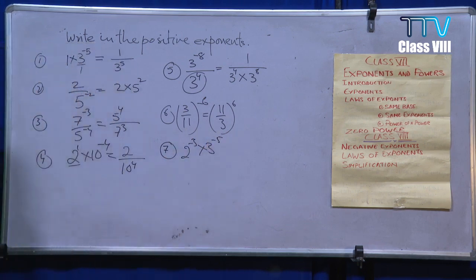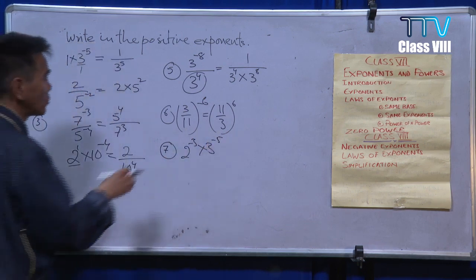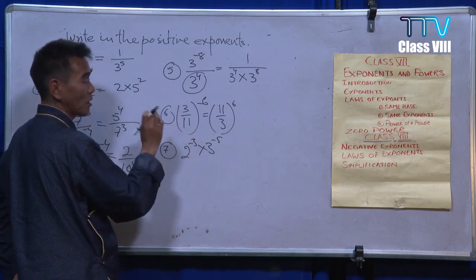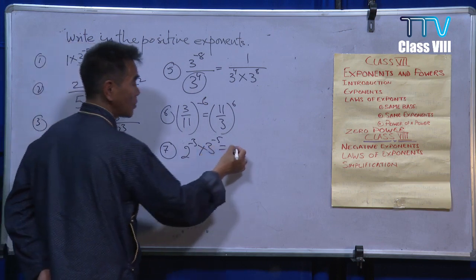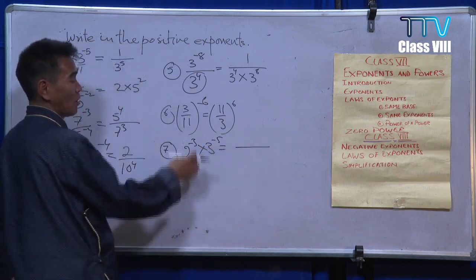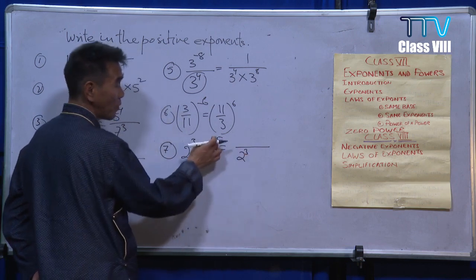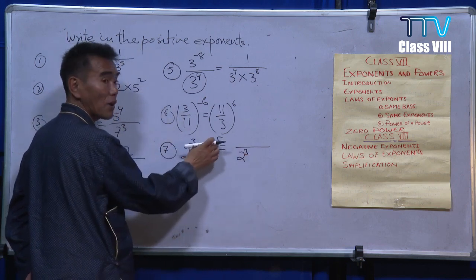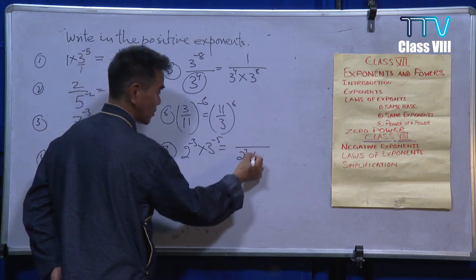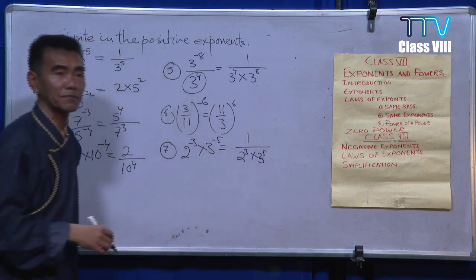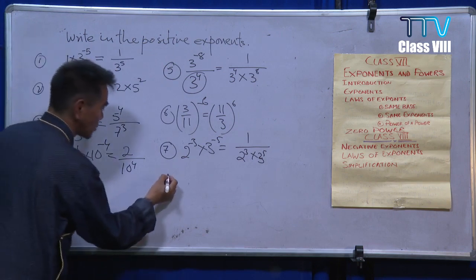2 raised to power 3, power negative 3. The numerator is 2 raised to power 3 in the denominator, and 3 raised to power negative 5 becomes 3 raised to power 5. Correct? Getting into the last example.